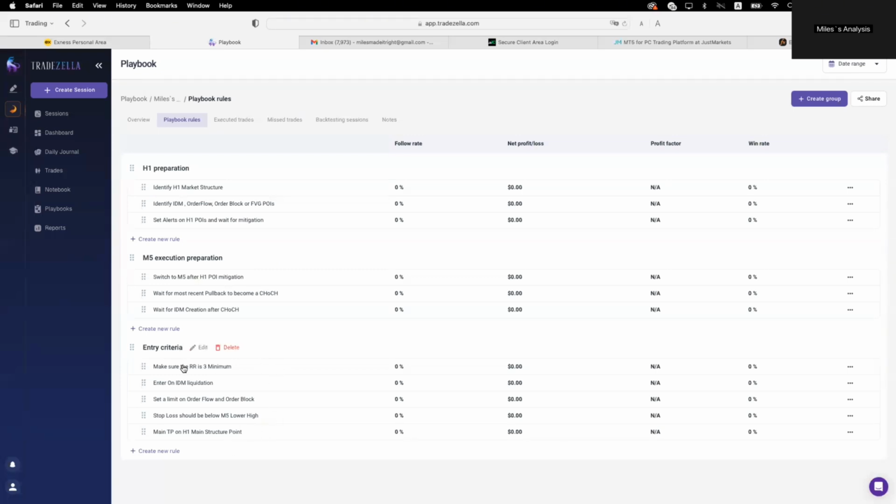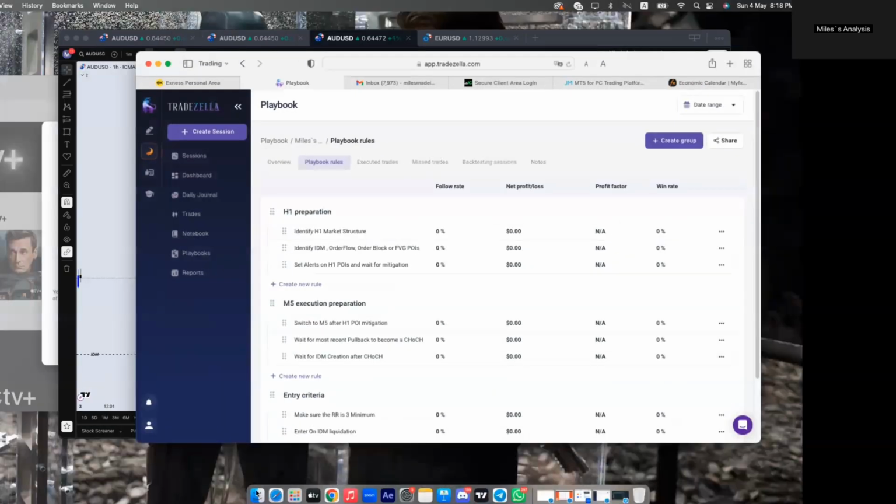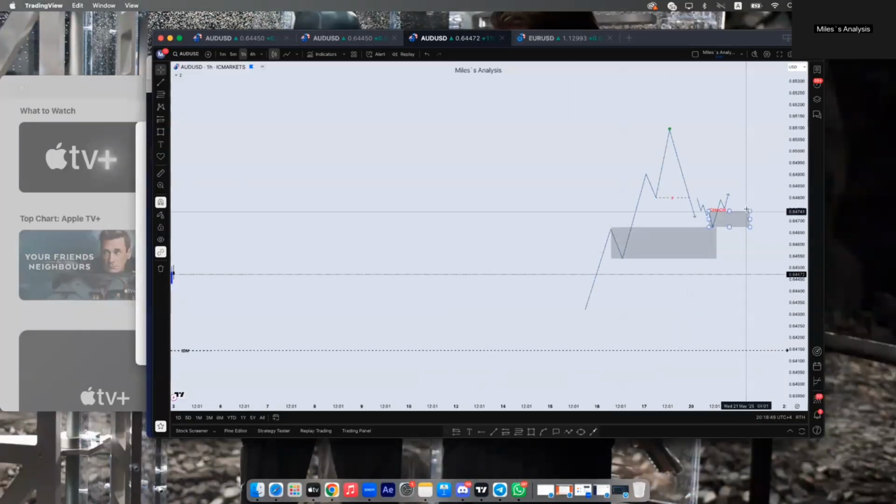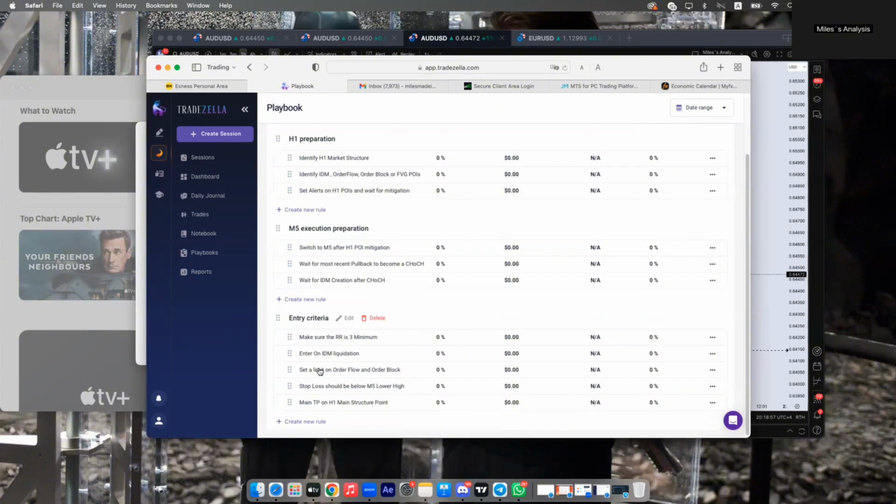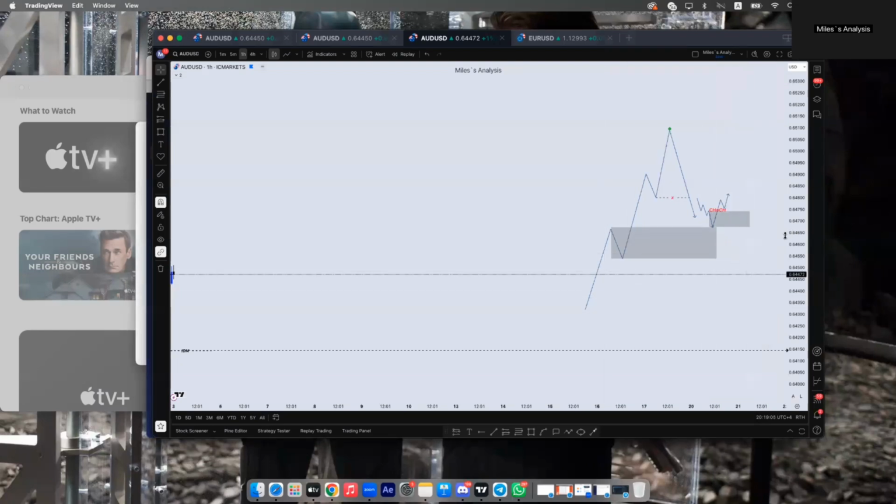So going to the entry criteria, the minimum risk reward should be 1 to 3, and I can enter on inducement liquidation. This would be inducement liquidation if price comes to this zone and liquidates without mitigating this order flow. I can also enter the trade on a limit on the order flow in the order block. Then the stop loss should be below the 5 minutes lower high, which would be this one here, and the take profit should be this high on the H1 time frame.